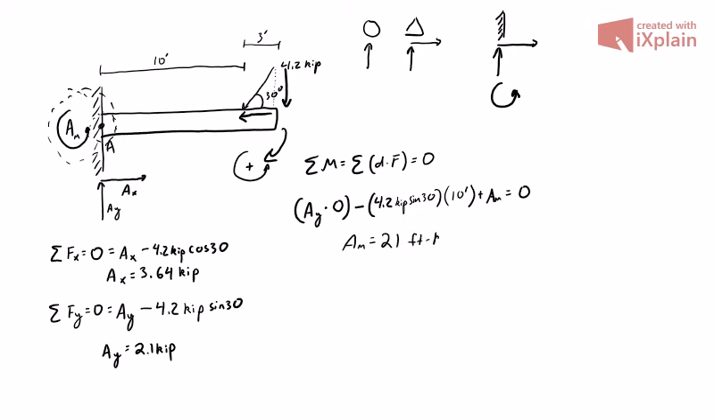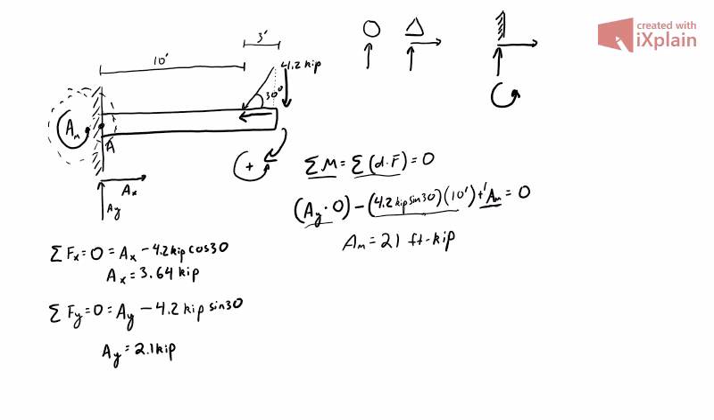foot-kips. The important thing to notice about this is you've probably all gotten really used to sum of the moments being the sum of distance times force, distance times force, distance times force. But this internal moment is already a moment. It's already in the units of foot-pounds. You don't need to do a distance times a force. That's probably where some people are going to get caught up going through these on the homework and later on the tests and quizzes.